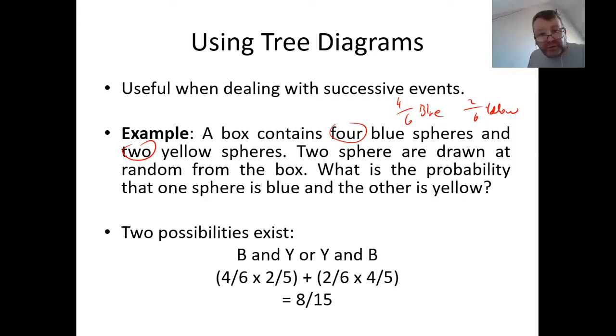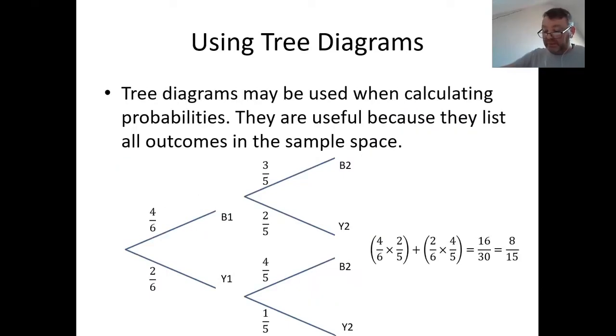How does the tree diagram work? Well, it works like this. Here are your spheres, that's all your spheres together. We're told here that 4 out of the 6 are blue and 2 out of the 6 are yellow. Remember I told you the arms always have to add to 1. Here we're then told if I select a blue one, then 3 of the remaining 5 are still blue and 2 of the remaining 5 are yellow.